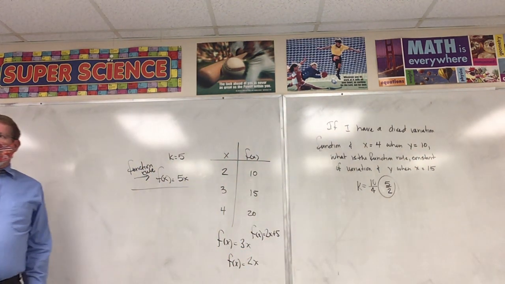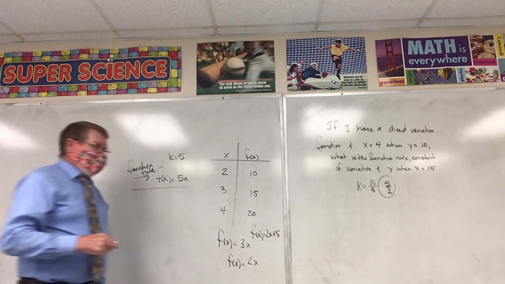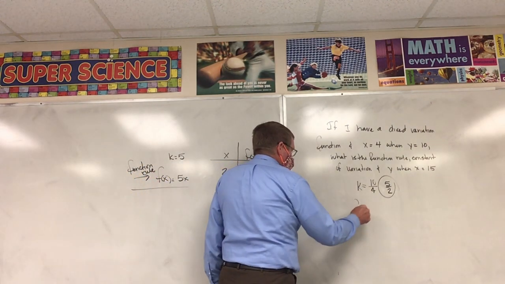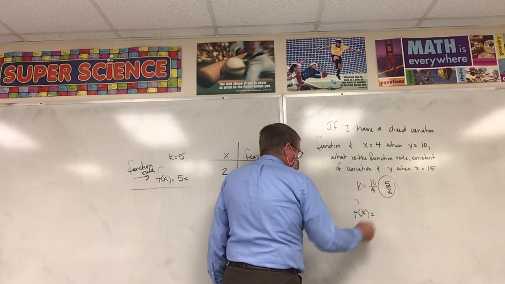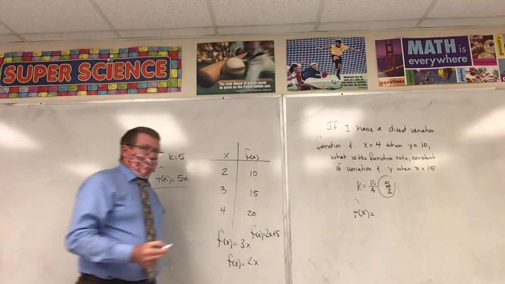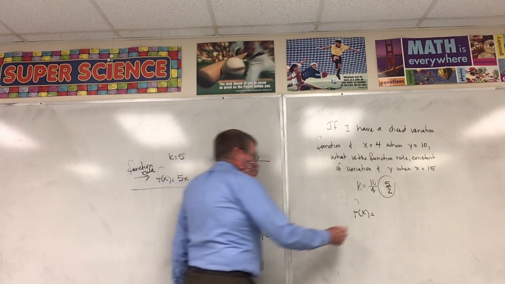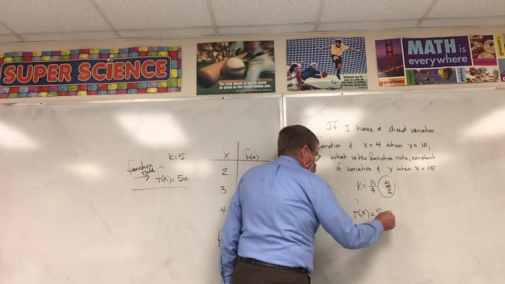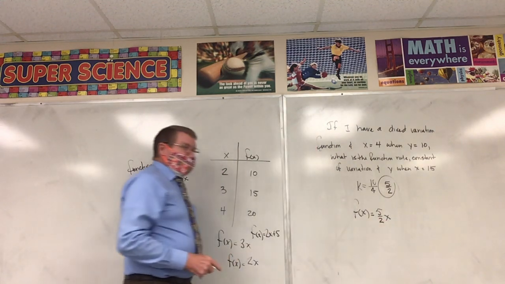So now I can write my function rule. My function rule is, for a direct variation, f of x equals kx. Well, what is my k? 5/2. So there is my function rule.